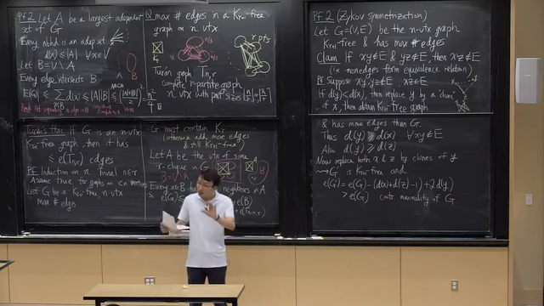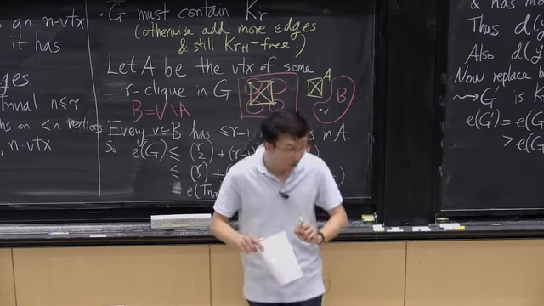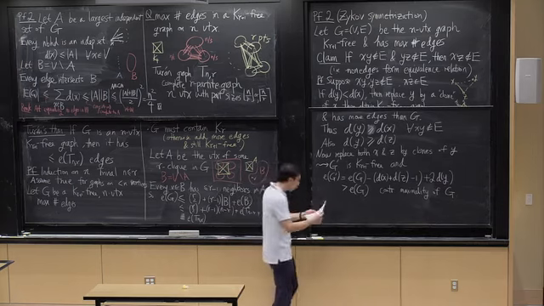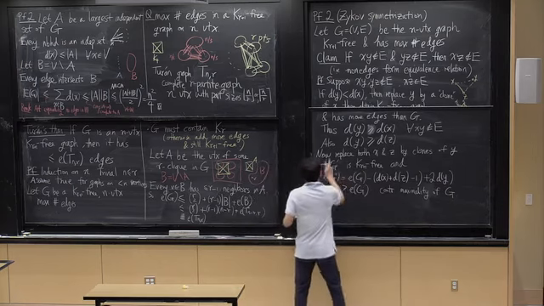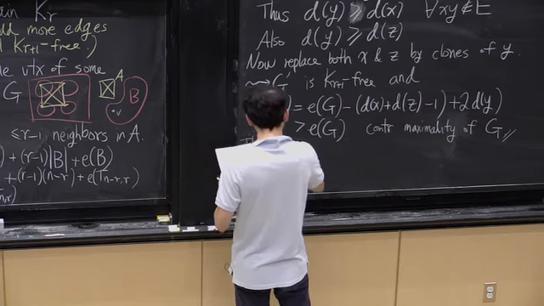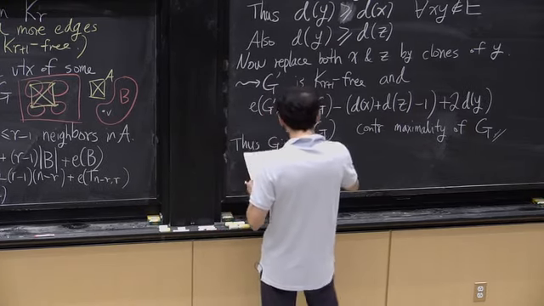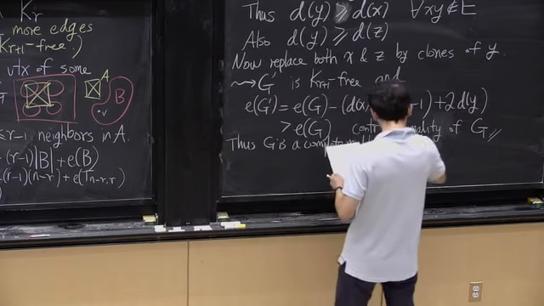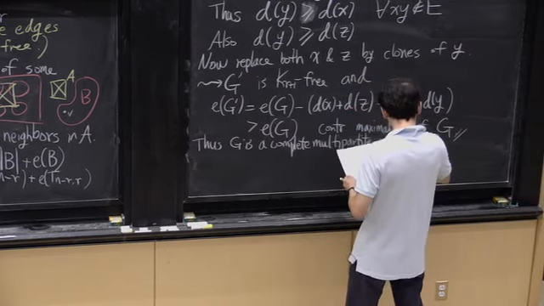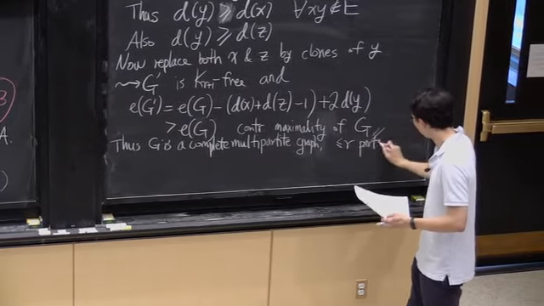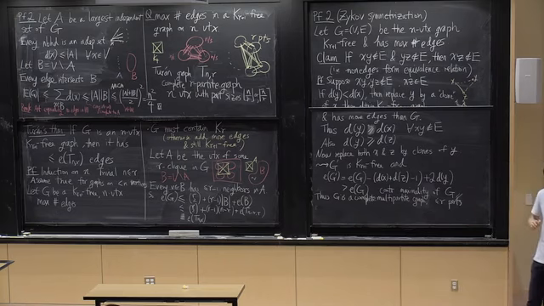Okay, so we need to figure out the sizes of the individual parts. And also note that you cannot have too many parts. Right, so at this point, after the claim, we know that G is a complete multipartite graph, and it has at most R parts. If it had R plus 1 parts, I would see a clique in R plus 1 vertices.